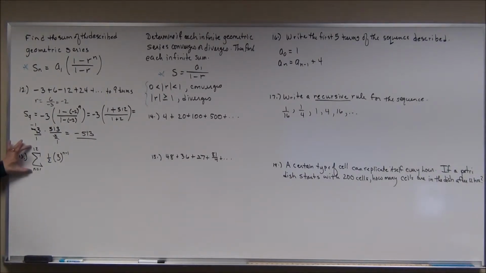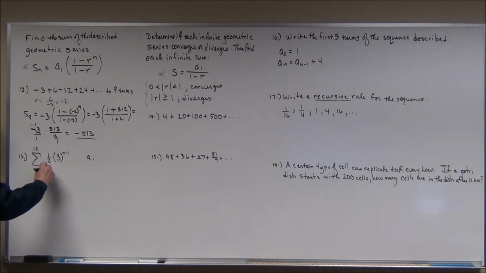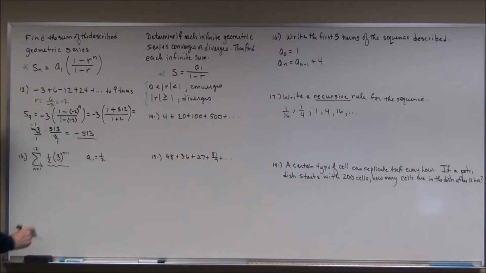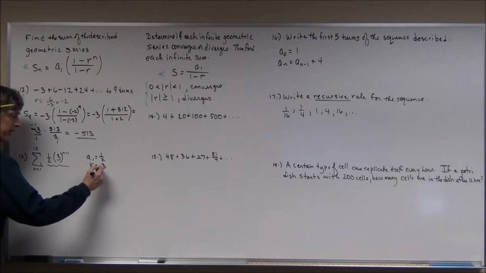Down here, there are 12 terms because it's going from 1 to 12. If I was going from 0 to 12, there'd be 13 terms. There's 12 terms here from 1 to 12. So what I want to do here is first find the first term. I need a sub 1. A sub 1 is what you get out of this. This is called the summand, this part right here. It's the formula for the nth term of a geometric sequence. You're going to plug 1 in. 1 minus 1 is 0. 3 to the 0 is 1 times a half. I know that a sub 1 is a half. I also know that since this is what's being raised to the power, my r is 3.